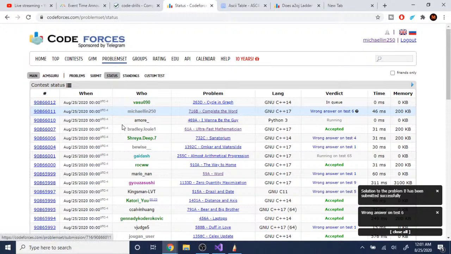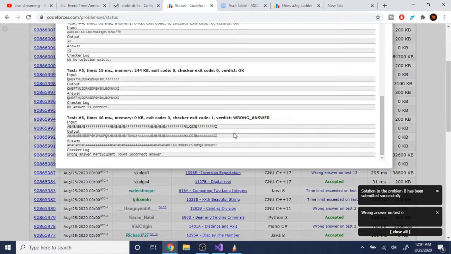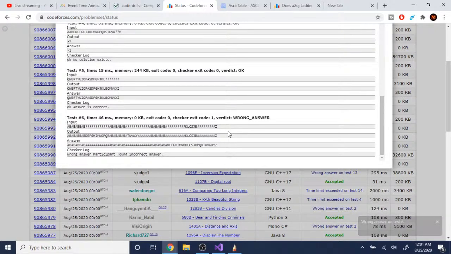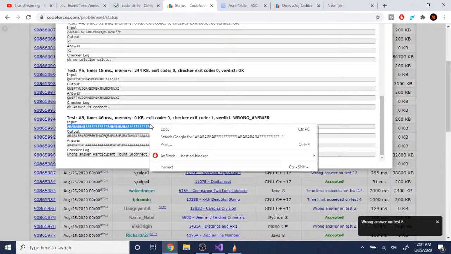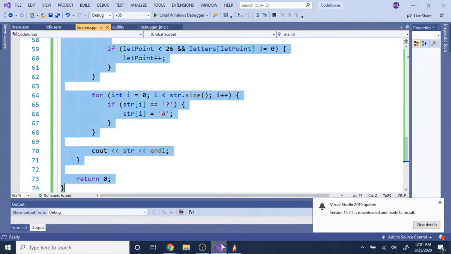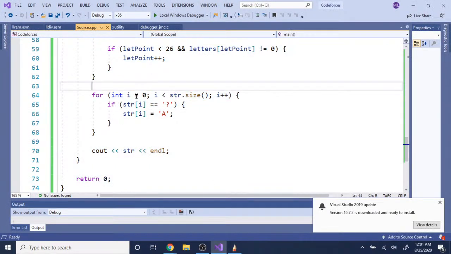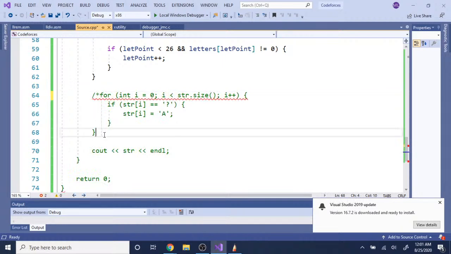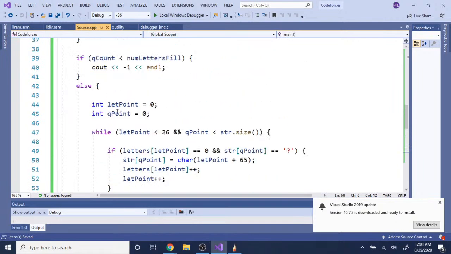Wrong answer at 6. What is the problem? Participant got incorrect answer. Okay, hold up. Let's comment out the for loop that replaces all the other question marks with A's, because we don't need that for now. Something occurred in our thing.